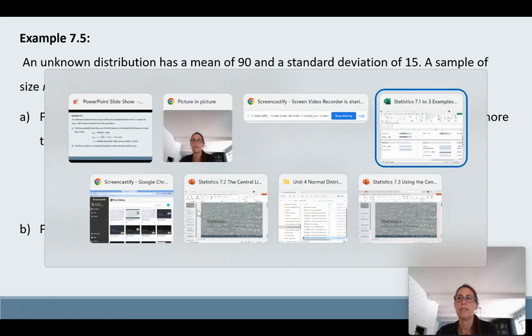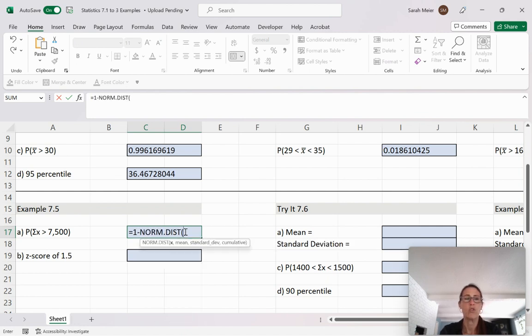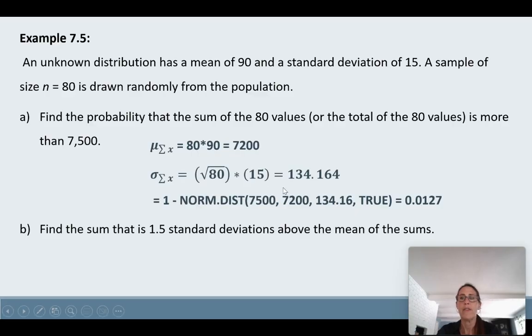So I'm going to go over into Excel. And we're going to do 1 minus the normal distribution. So we're looking, as you can see over here, at greater than 7,500. So this is the first number we put in. The mean of our sample sums is 7,200. Our standard deviation, remember here, we can either put in this number, which is going to have some rounding error in it, or we can type this little expression into the normal distribution and use that.